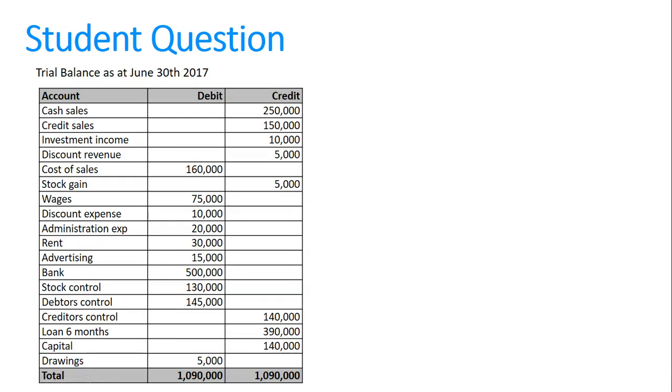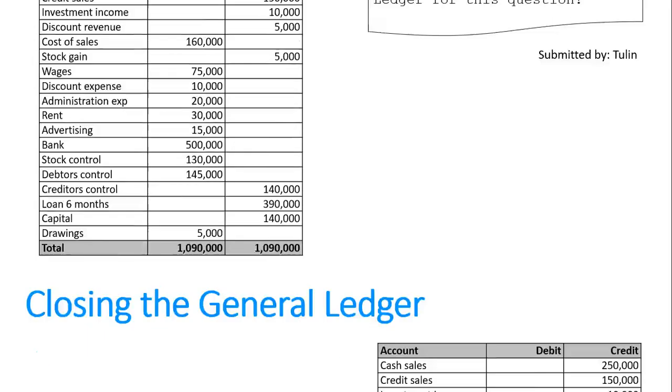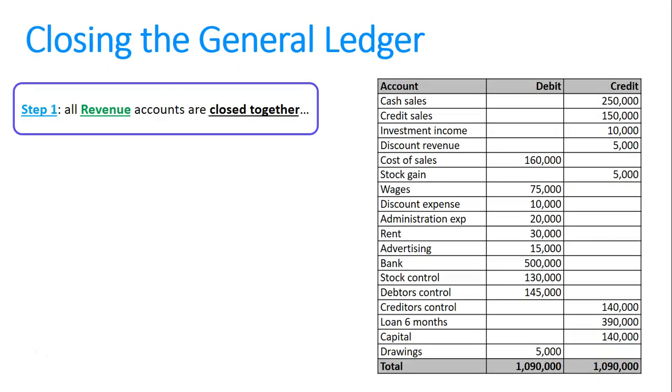We've got a trial balance at the 30th of June 2017, and today's question is, how do I close the general ledger for this question? This question's been submitted by Chulin. What we need to remember is that the procedure for closing the general ledger has 5 steps.